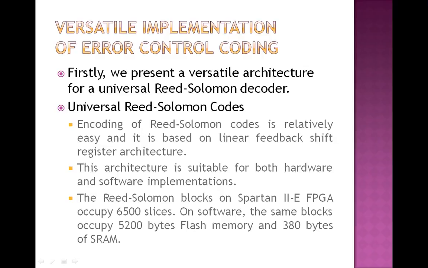The Reed-Solomon block is on a Spartan 3 FPGA board. It occupies 6500 slices, and the software is also implemented on the same board, and the memory is 5200 bytes of flash memory and 380 bytes of SRAM.